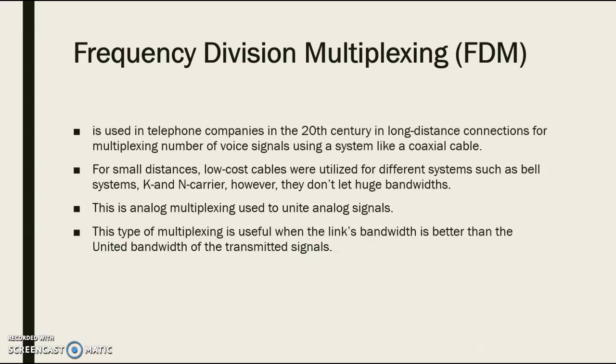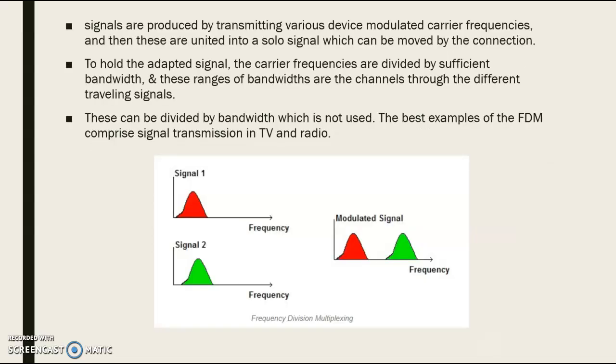This analog multiplexing is used to unite analog signals. This type of multiplexing is useful when the link's bandwidth is greater than the combined bandwidth of the transmitted signals. To hold the modulated signals, the carrier frequencies are separated by sufficient bandwidth, and these ranges of bandwidth are the channels for the different traveling signals. These can be divided by bandwidth which is not used. The best example of FDM comprises signal transmission in TV and radio.